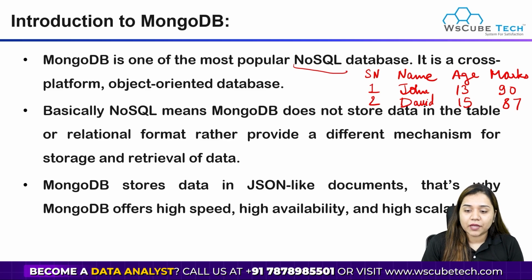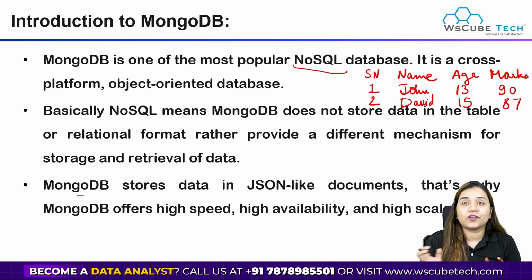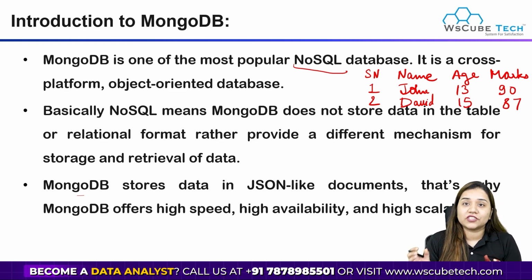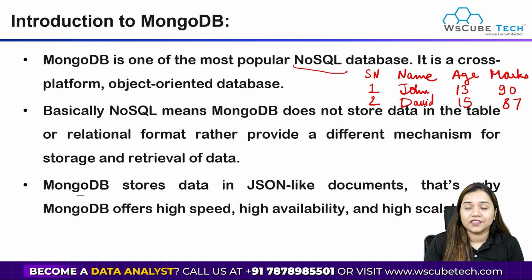But at the same time, if I talk about MongoDB, in MongoDB the data gets stored in the format of a document. So here also it is given that MongoDB stores data in JSON-like documents. Now, what is JSON-like? Just like in JSON the data goes in the format of dictionaries, similarly here also the data goes in the format of a dictionary, in the format of a document. So here it is not limited to any horizontal limit.